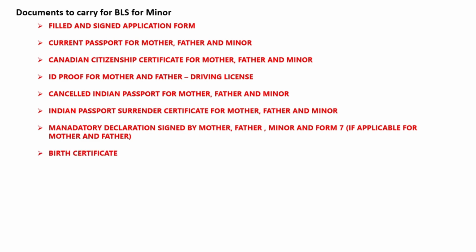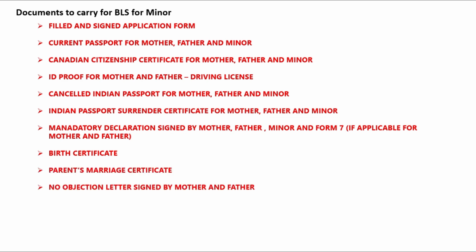You need to take the birth certificate of the minor, original as well as photocopy. Parents' marriage certificate, original as well as photocopy. No objection letter signed by mother and father. I'll show you where you can find this no objection letter. 2 photographs of the minor. Demand draft of CAD $376. You need to check on the BLS website based on the jurisdiction. The person in whose favor the DD needs to be created is different, so check on the BLS website on whose favor the DD needs to be created, and filled and signed checklist.